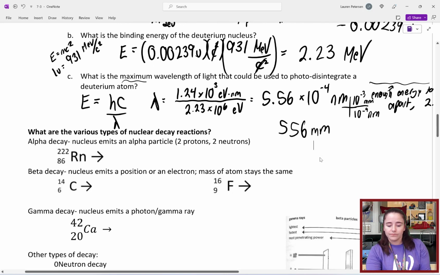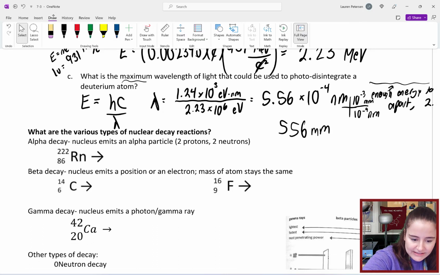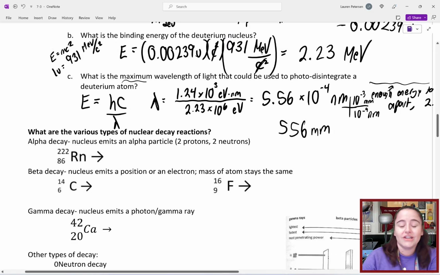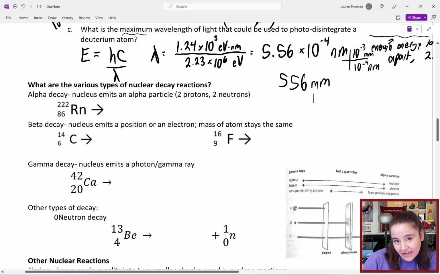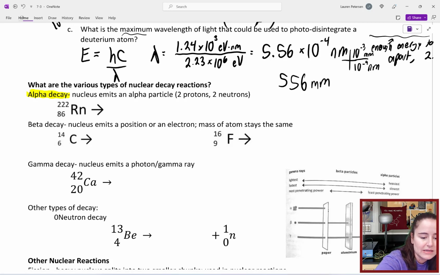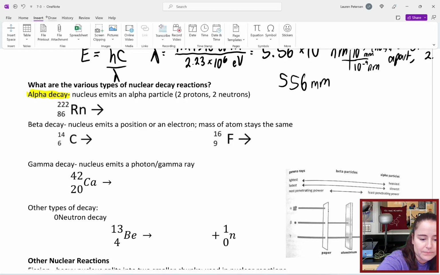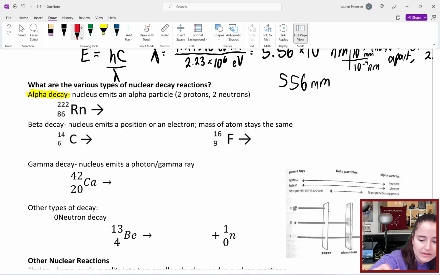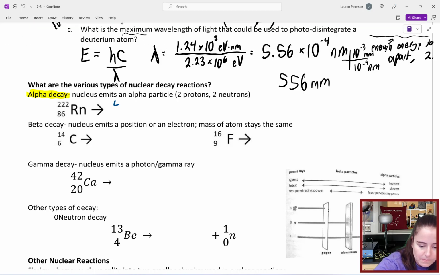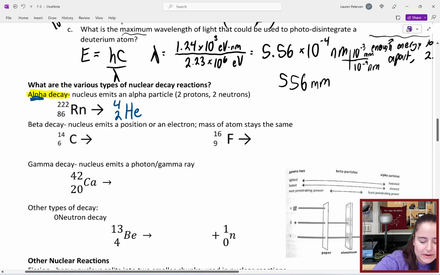Okay, so there are a couple different types of decay reactions that you're gonna see. These are not the only nuclear decay reactions that exist. This is just some of the more common ones. Okay, alpha decay is when something emits an alpha particle. So that alpha particle is the 4,2 helium. Okay, that is the alpha particle.